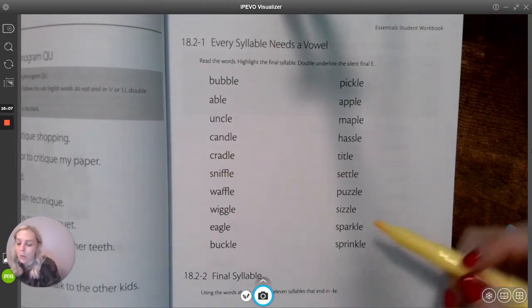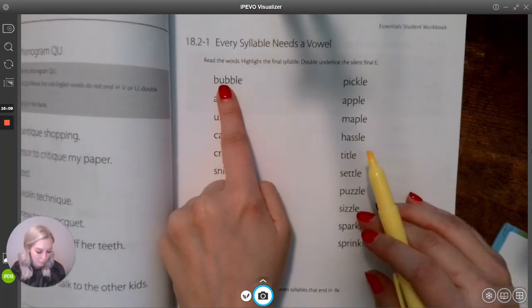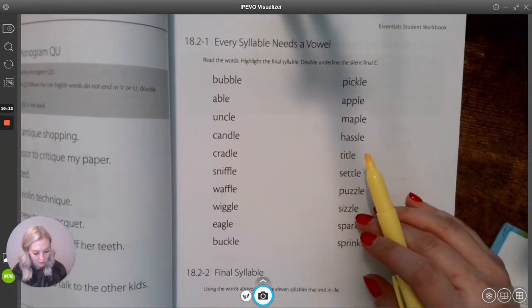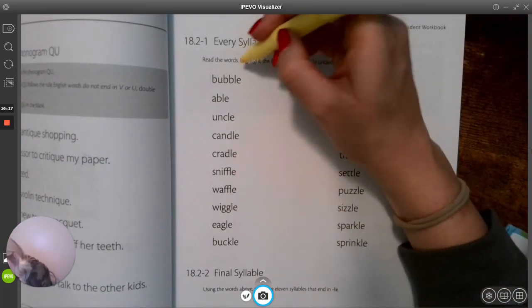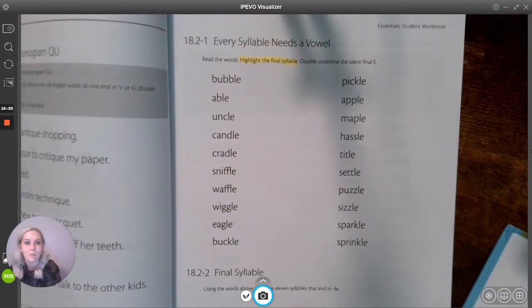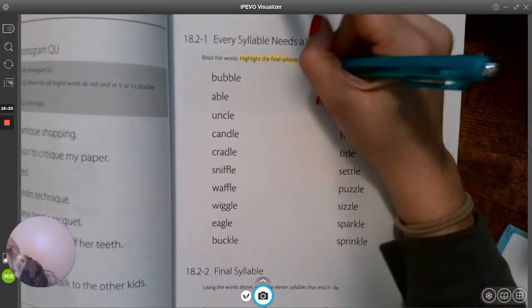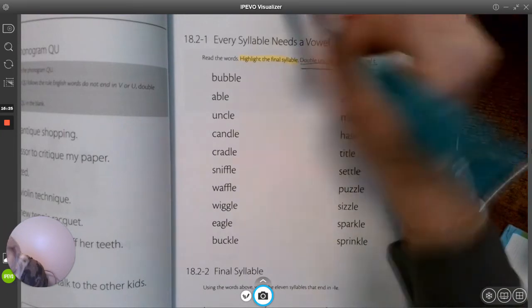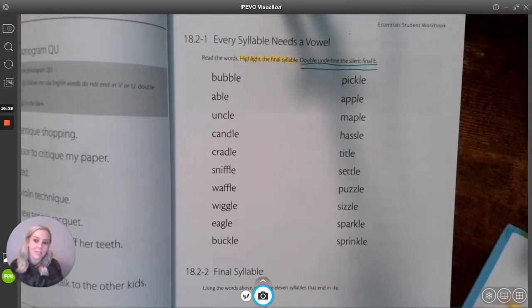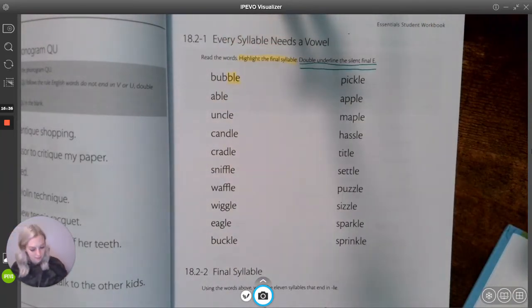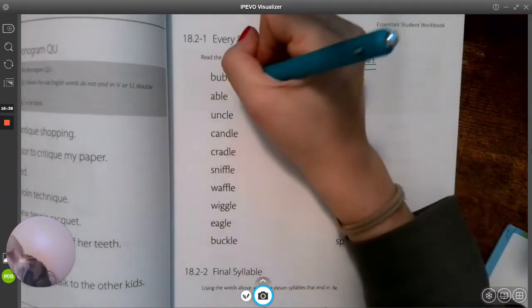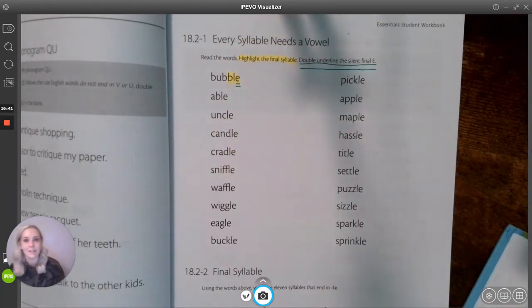All right. We have the first word, bubble. We need to highlight the final syllable. And then double underline silent final E. You know I like to mark up my directions so I don't skip any steps. All right, bubble. B-L-E. And our double underline of silent final E. Easy.